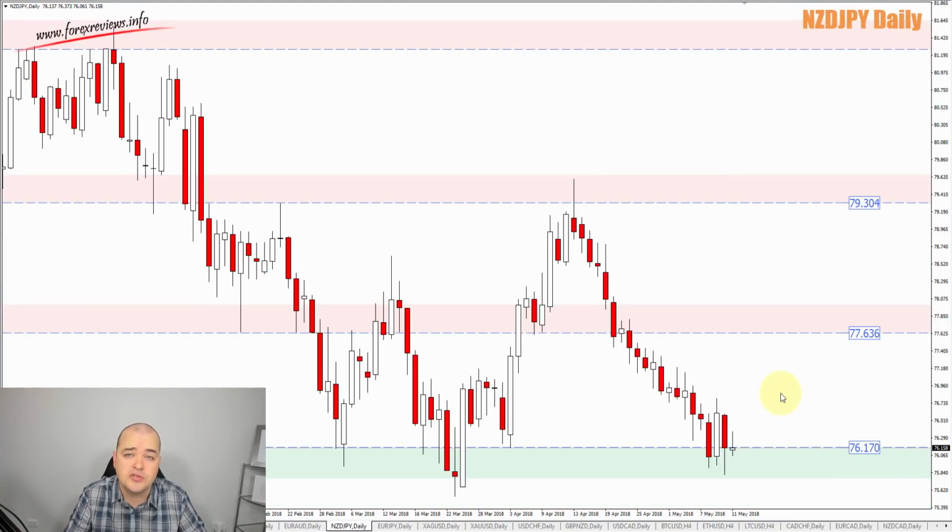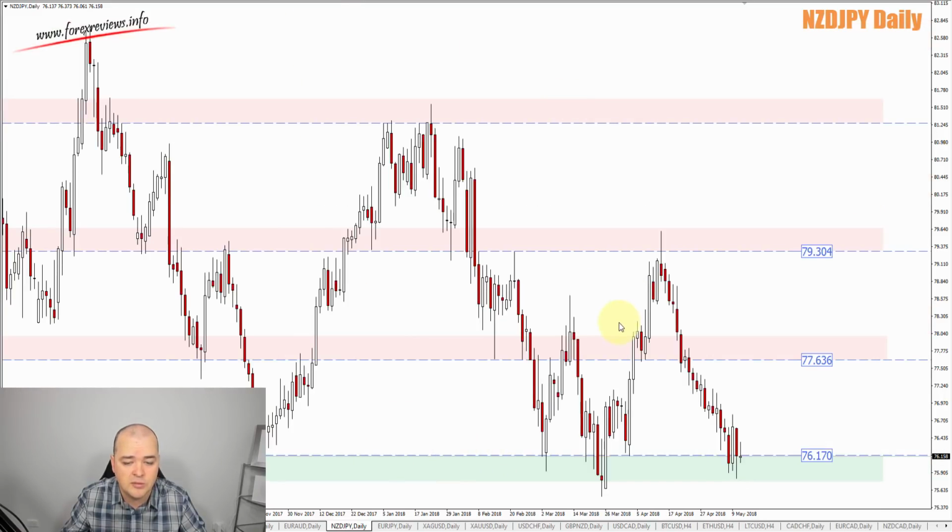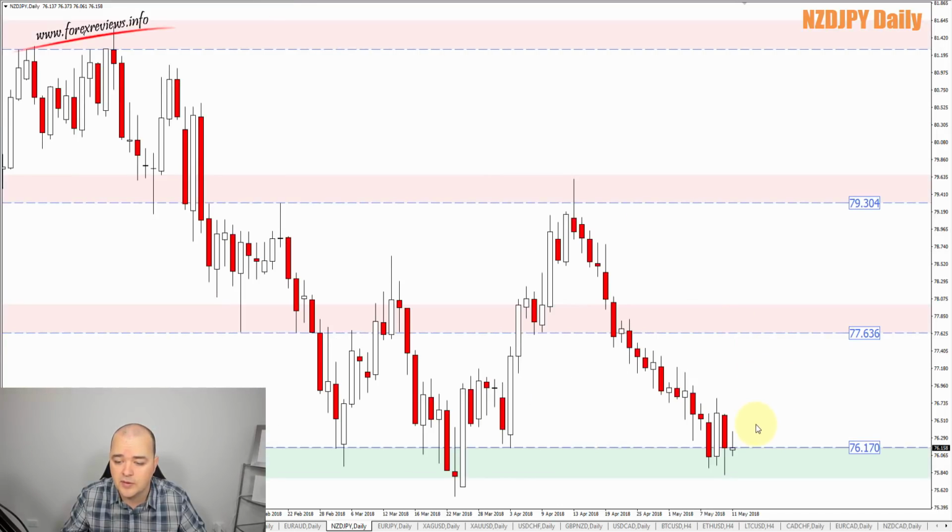Okay, next pair I'd like to highlight is New Zealand Jappy, and I'm on the daily chart. Now in New Zealand Jappy this week, what I'd like to highlight is where price action is testing right now, which is the 76.17 zone area. This is an area on this market that acted as really strong support, looking left back here, and back here in the recent past. And if I zoom out a little bit further, you can see it act as really strong support, looking left back here as well. So quite a significant area on this market.